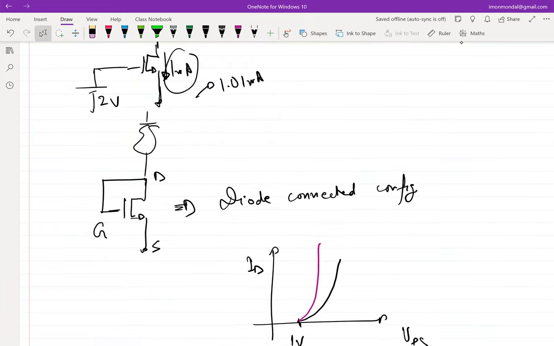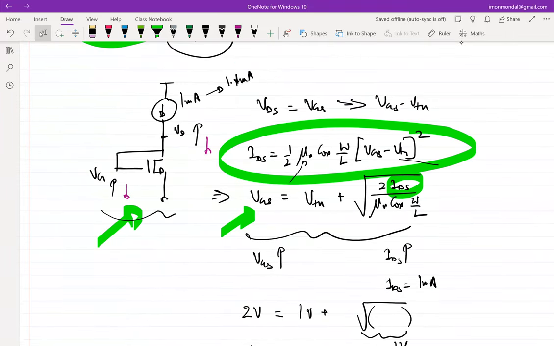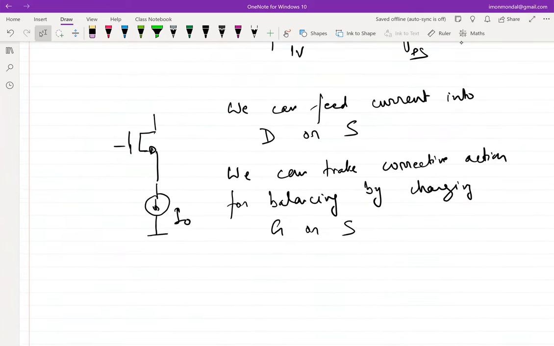Let me approach it in a slightly different way. What did we do essentially here? In this case, we observed the drain voltage and took a corrective action at the gate, right? So we're observing the drain and tweaking the gate. But it's not necessary that we stick to this configuration. I could as well observe the source and tweak the gate. I can connect the current source at the source, right? I could have corrected the current source here, and I could have observed the gate. We'll see how to do it.